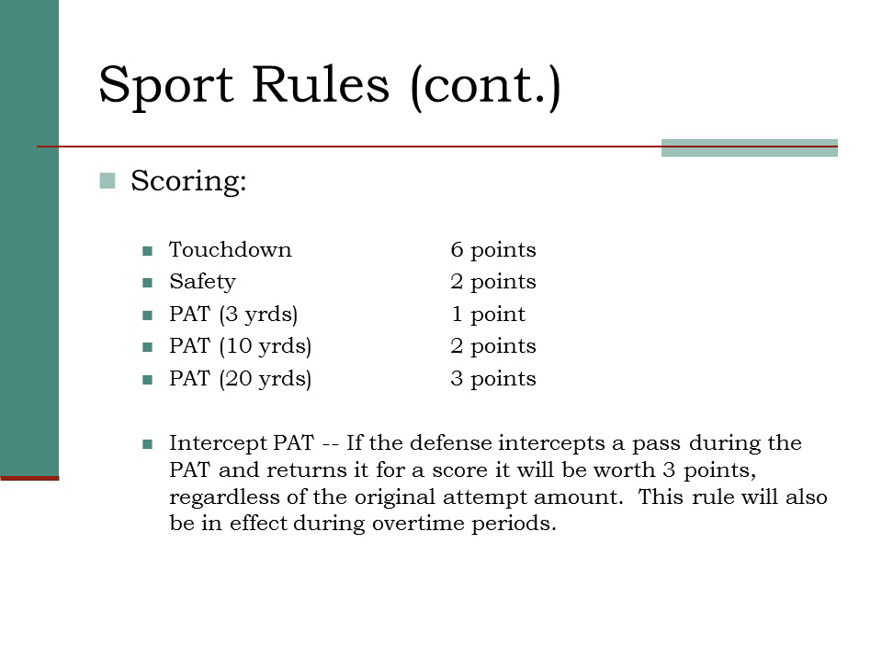A touchdown is worth 6 points. Safety scoring is 2 points. A point after touchdown attempt at the 3-yard line is worth 1 point, 10-yard line 2 points, and 20-yard line 3 points. A defensive interception and subsequent touchdown after a point after touchdown attempt is worth 3 points, regardless of the original attempt amount. This rule is also in effect during overtime periods.